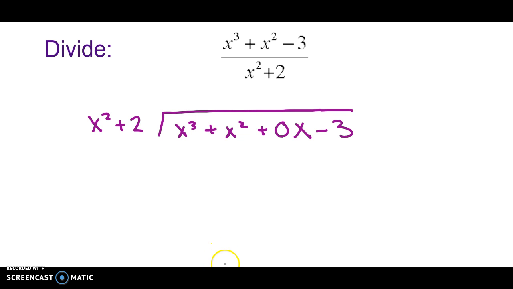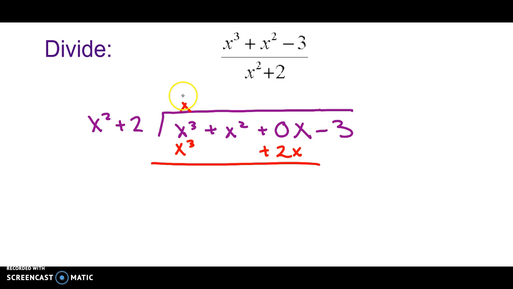So I want to think, what do I need to multiply x squared by to get x cubed? I need to multiply it by x. Because if I multiply x times x squared, I get x cubed. And x times 2 would give me 2x. And I'm going to line that up with the other x term.